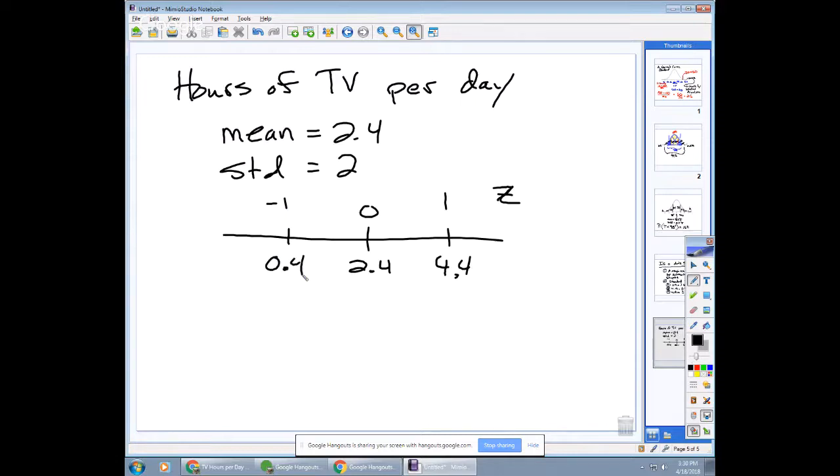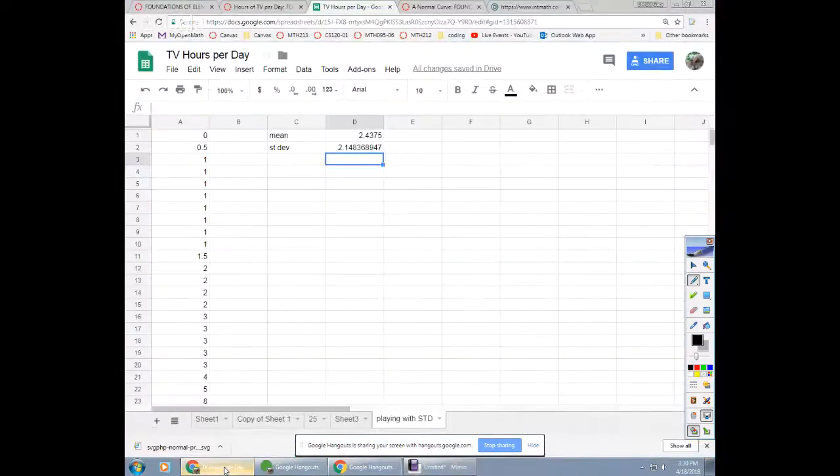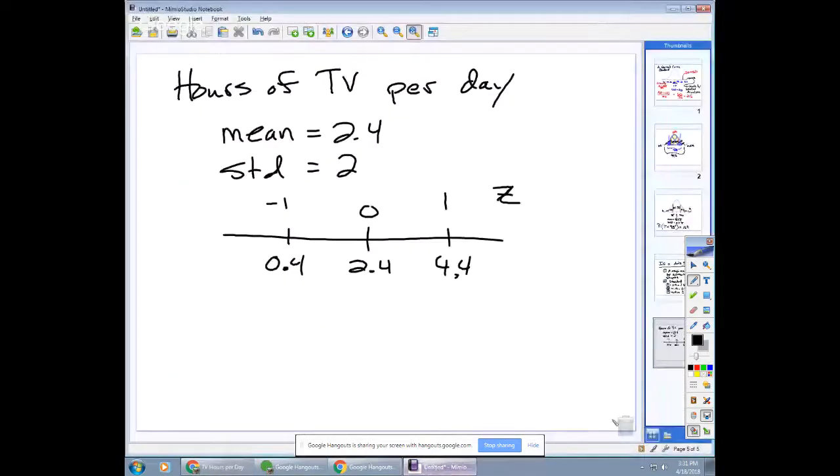0.4. Right? So let's look at the data that I just had and see how many numbers are between 0.4 and 4.4. So I go back to my sheet here, and are these sorted? Looks like it. All right, so 0.5 is in there, right? All the way down to 4. So 21 minus 1 is 20 out of 24 numbers. So within 1 standard deviation, I've got 20 out of 24 of the numbers within there.